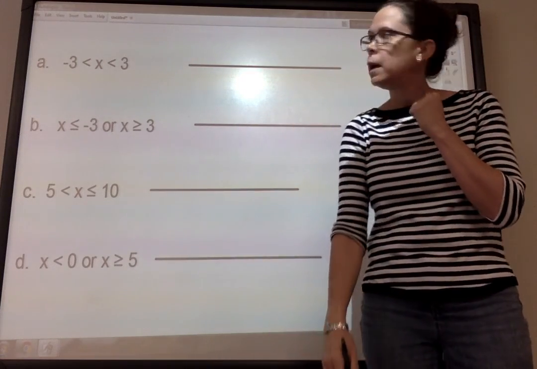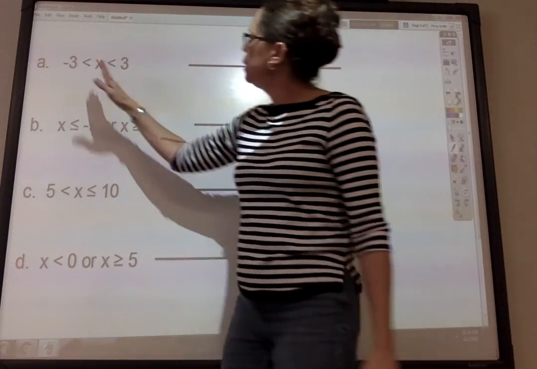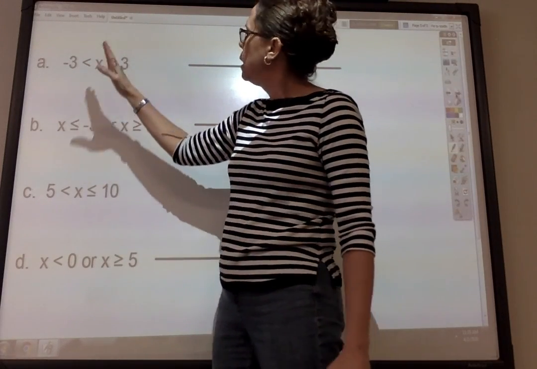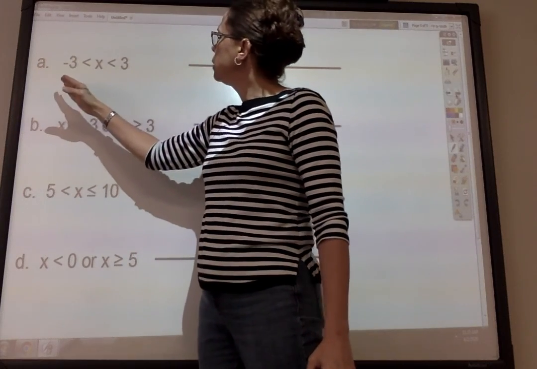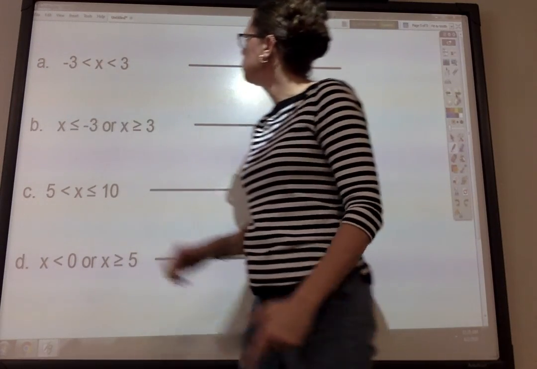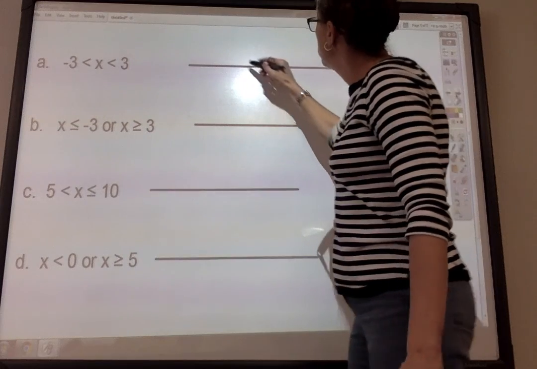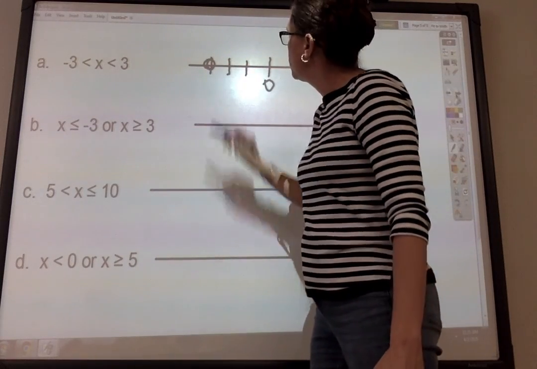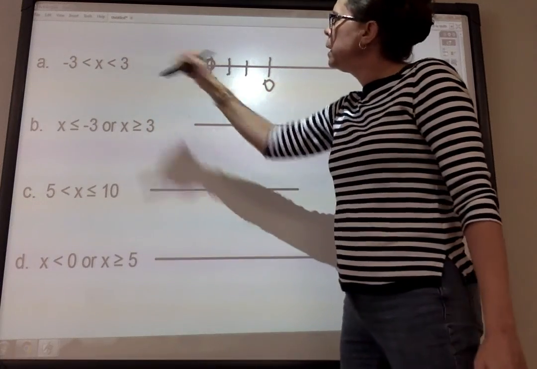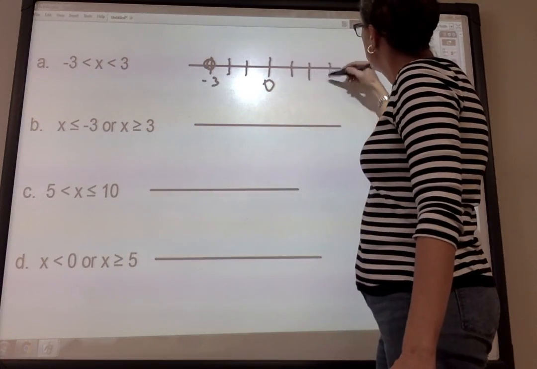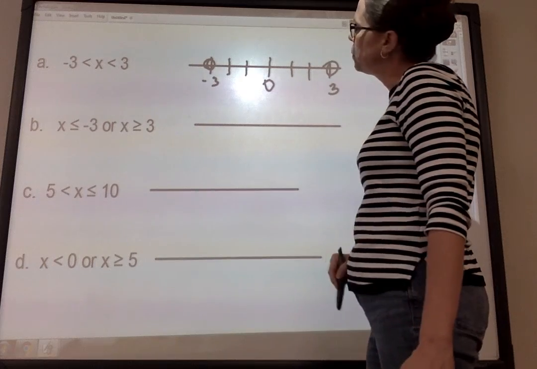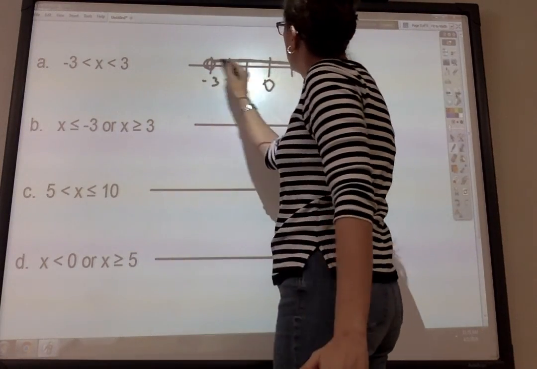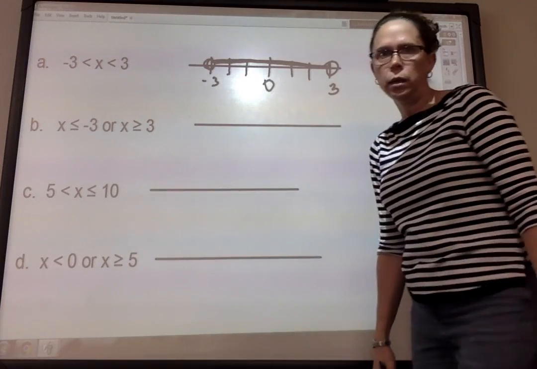Okay. A. This one, if x is in the middle like this, it's an and situation, okay? X is greater than negative 3 and x is less than 3. So here's my 0, negative 1, negative 2, negative 3. Open circle on negative 3. I need to go to 3. 1, 2, 3. Open circle on 3. I want the intersection, so I'm going to include all the values in there.